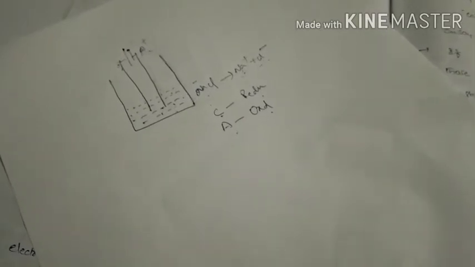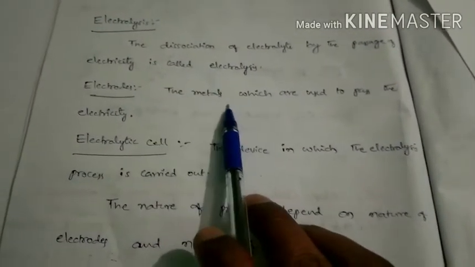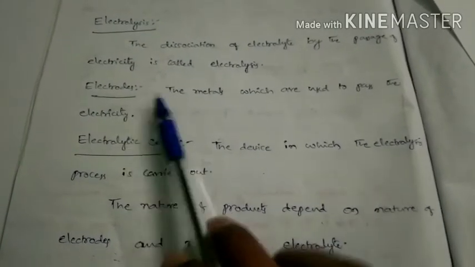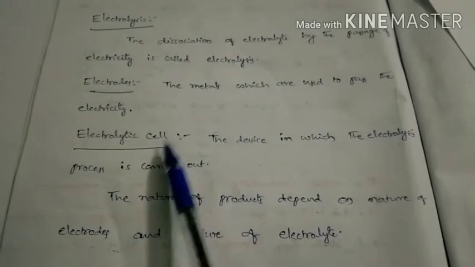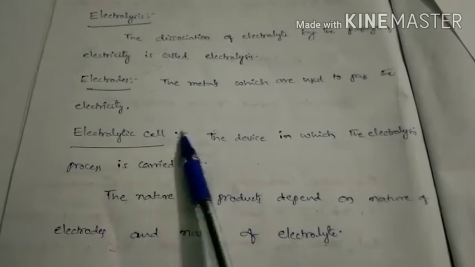This total process is called electrolysis. So electrolysis: electro means electricity, passing electricity. Lysis means decomposition. So when electricity is passed through electrolyte, then decomposition takes place. That whole process is called electrolysis. Electrodes are the metals which are used to pass the electricity. Electrolytic cell means the device in which electrolysis is carried out.